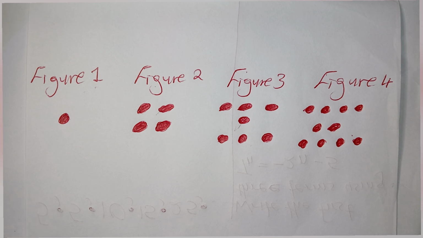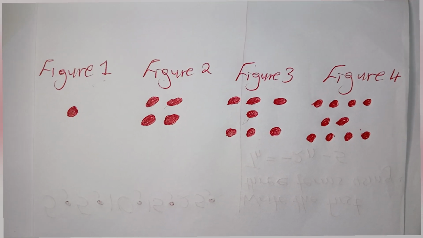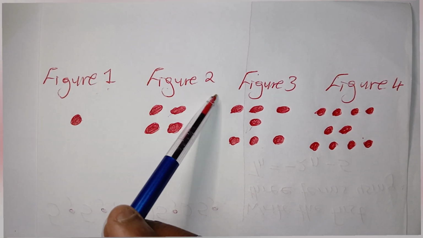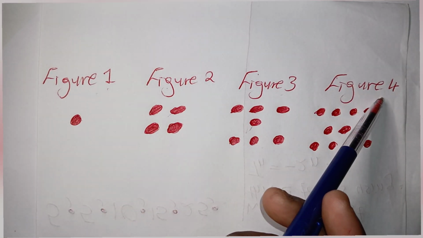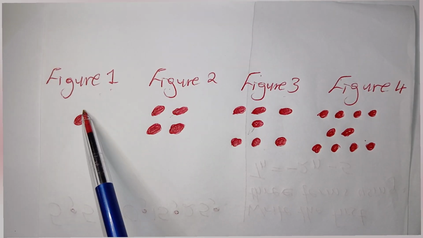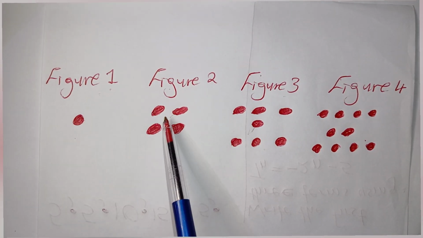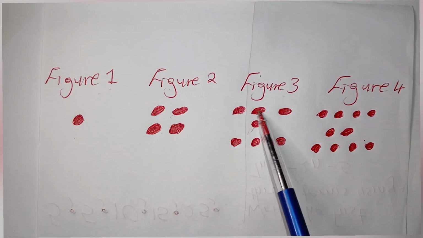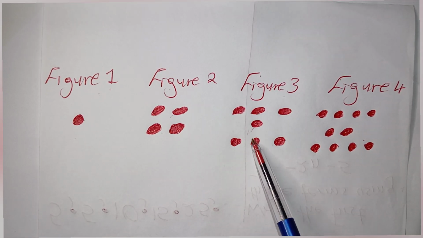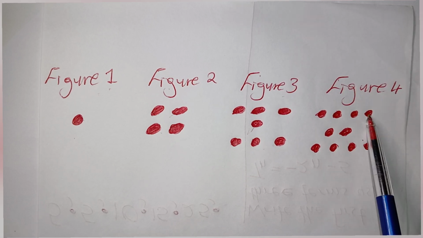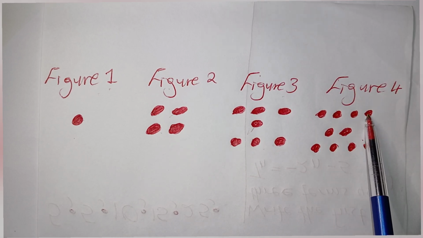So in this video, I want to show you this question for number patterns. Here you are given Figure 1, Figure 2, Figure 3, and Figure 4. Each figure has dots. The first figure has one dot, and here we got 4 dots. And here how many dots? 1, 2, 3, 4, 5, 6, 7 dots. Then this one, it's 10 dots.